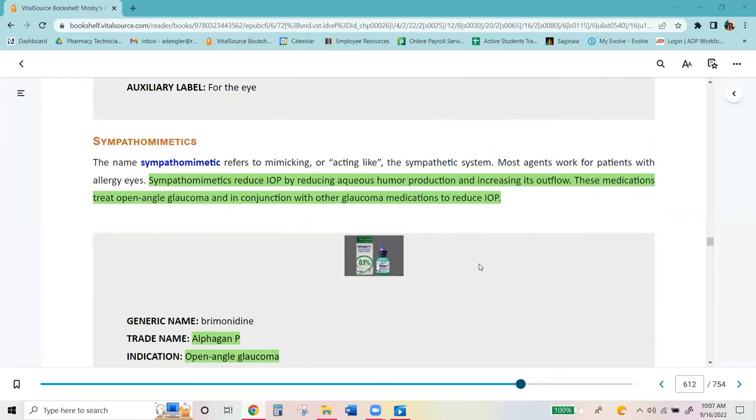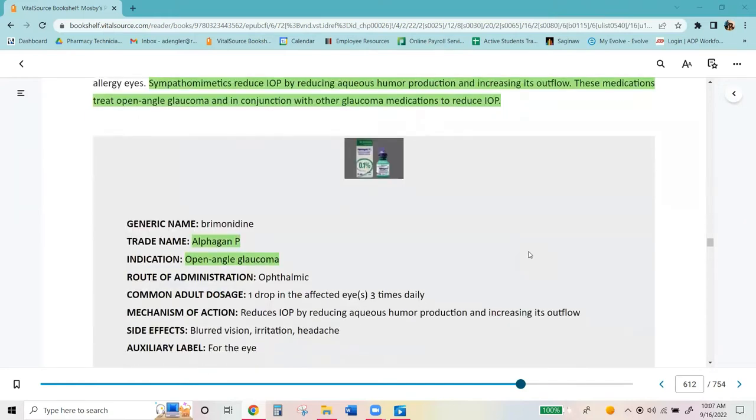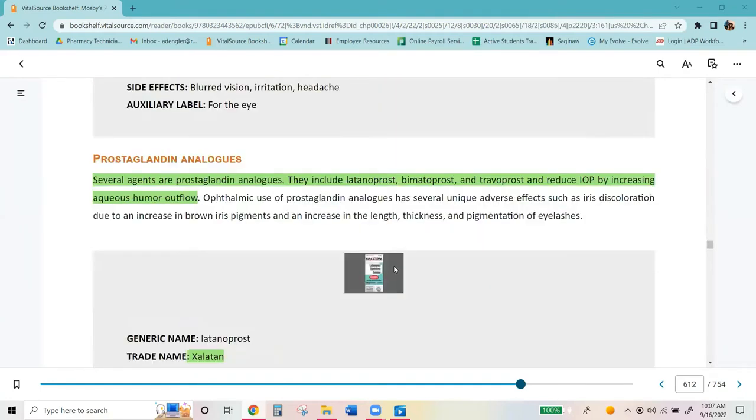The name sympathomimetic refers to mimicking or acting like the sympathetic system. Most agents work for patients with allergy eyes. It reduces IOP by reducing aqueous humor production and increasing its outflow. These medications treat open angle glaucoma and are used in conjunction with other glaucoma medications to reduce IOP. So we have alphagan P for open angle glaucoma.